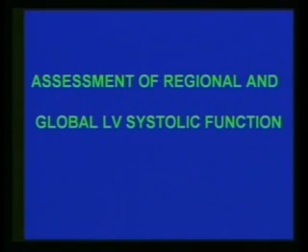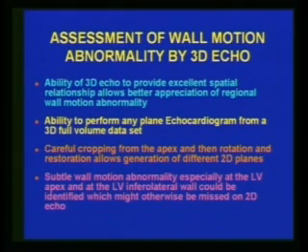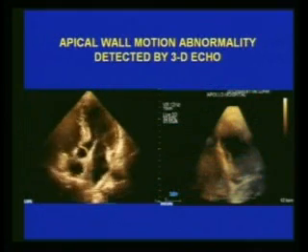Now, when we look at regional and global LV systolic function, the 3D echo allows us to have a better spatial relationship, therefore a better appreciation of regional wall motion abnormality. It allows us to perform any plane echocardiogram from a 3D volume data set, which I've already said. And a subtle wall motion abnormality at the LV apex or the LV infralateral wall could be identified, which may be otherwise missed on 2D echo, as is seen over here.